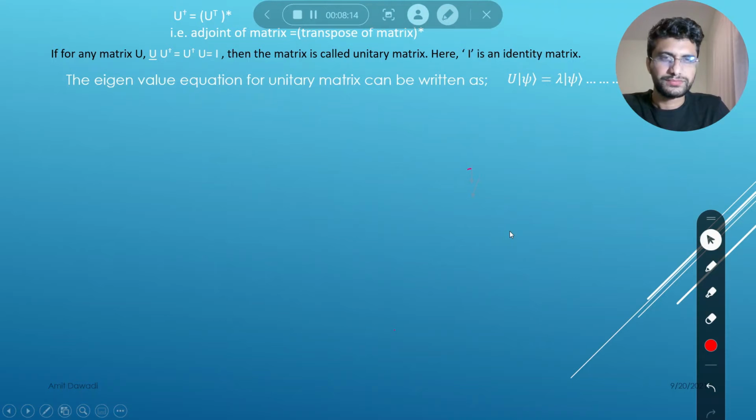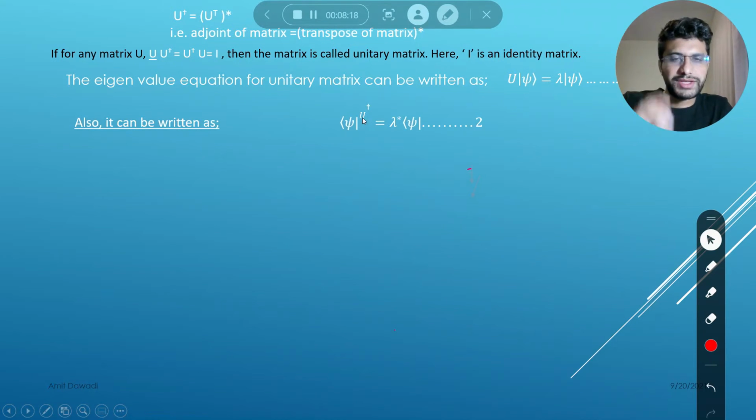Well, it takes this from you. This u actually should be down here, but because of the type error, it's up here, so it's not such a big deal. So you can see over here, this u becomes u dagger on this side, and this lambda takes its conjugate form, and the bra becomes the ket on both sides.